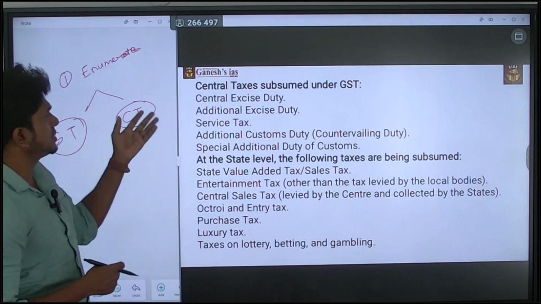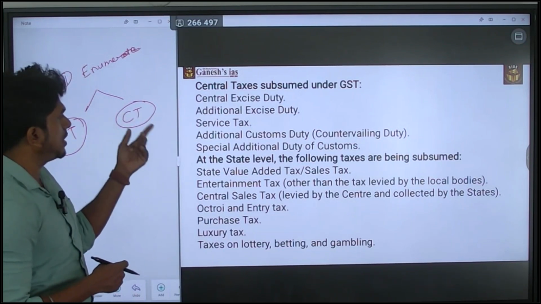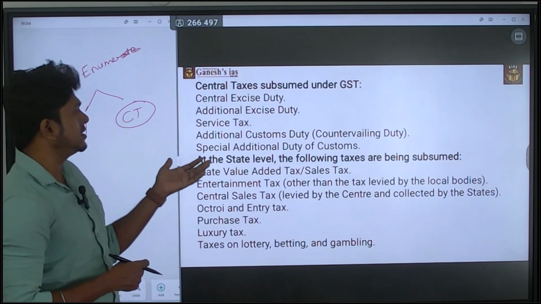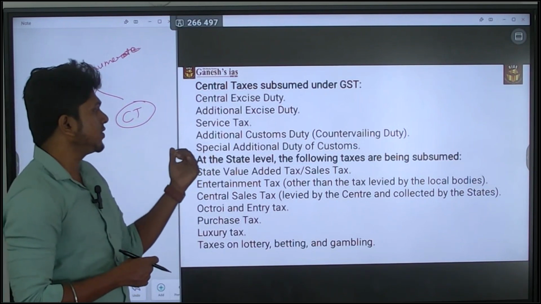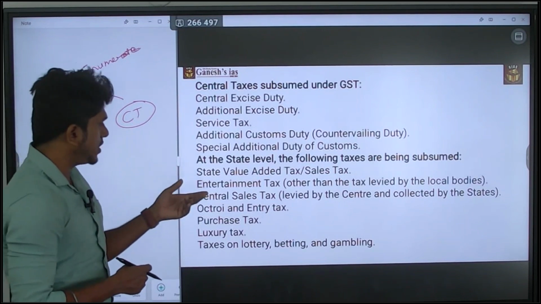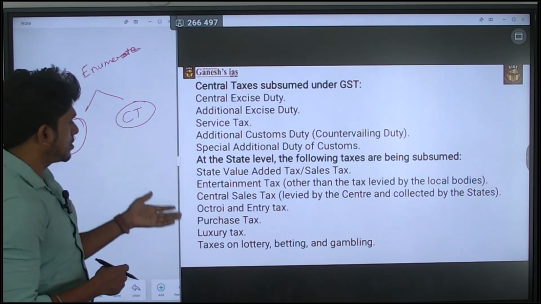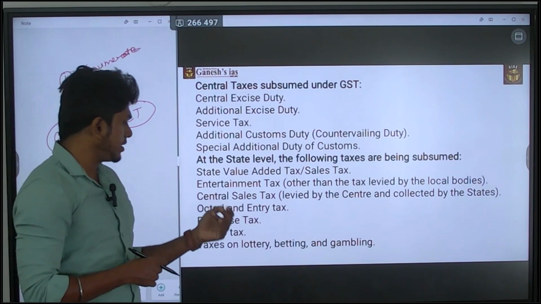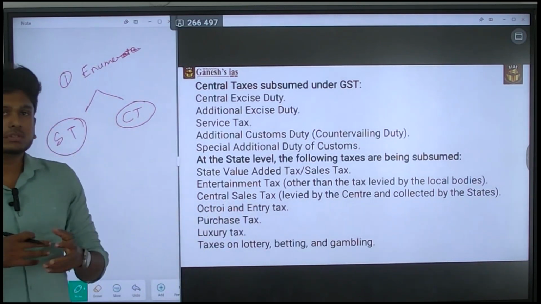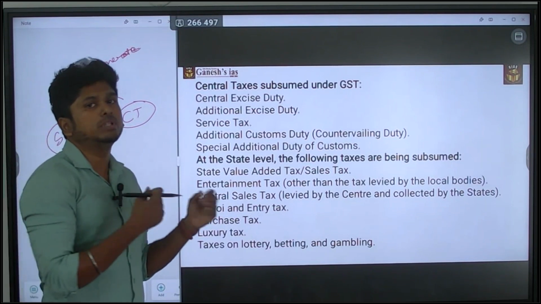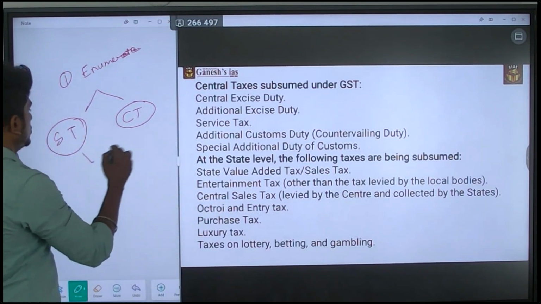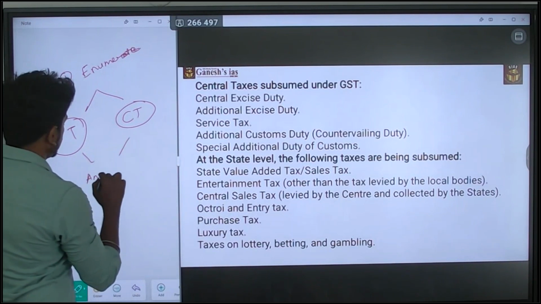When it comes to the central taxes, it is central excise, additional excise, service taxes, customs duties, and special additional duty of customs. And when it comes to the state level, it is the state VAT, entertainment tax, octroi, luxury taxes, and taxes on lottery, betting, and gambling. This is more than enough for the first part of the question, but you have to give certain analysis.